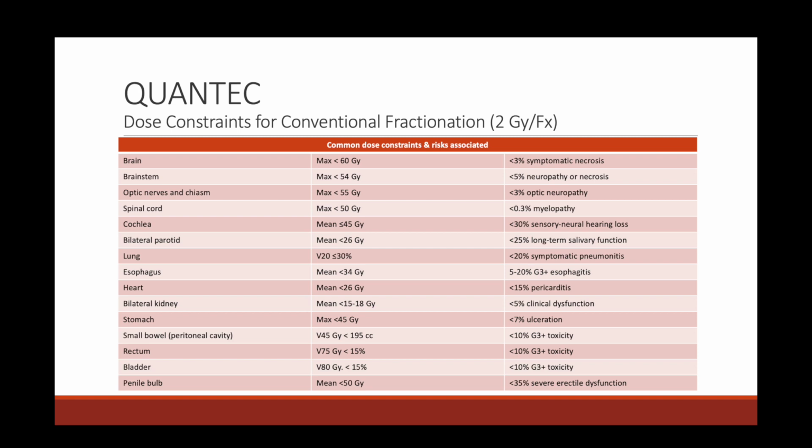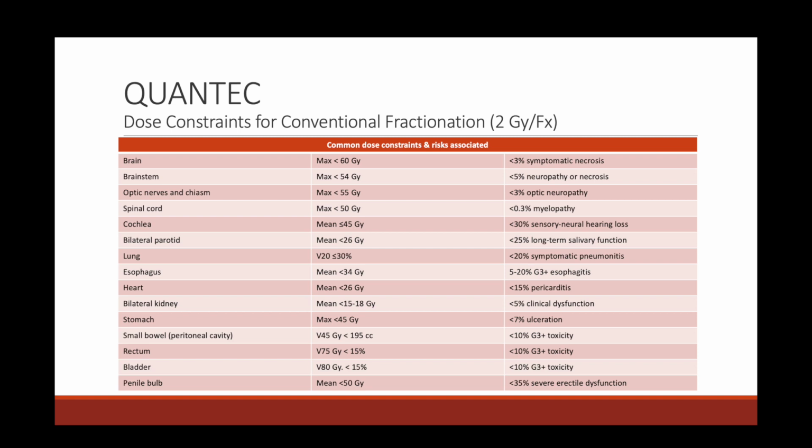For the stomach, we accept a max dose of less than 45 gray. So 45 gray is a good number to keep in mind just for the stomach. And then for the small bowel, we do a volumetric constraint, and we try to keep our volume that's receiving 45 gray less than around 150 to 195 cc's, depending on what we're treating. So just keep 45 gray in your mind for the stomach as well as the small bowel, and keep in mind that for the stomach it's a max, for the small bowel it's a volumetric constraint.